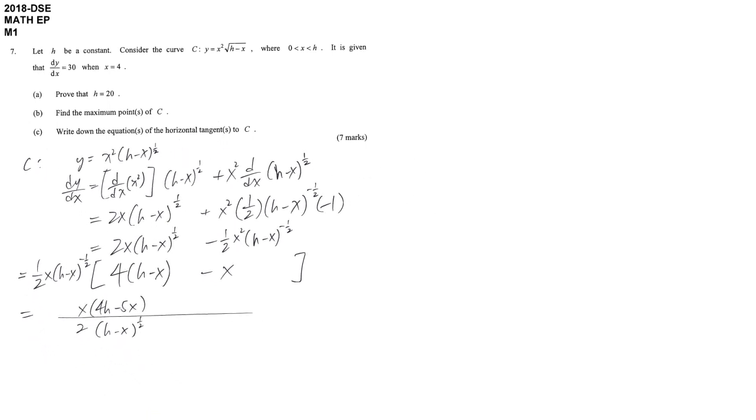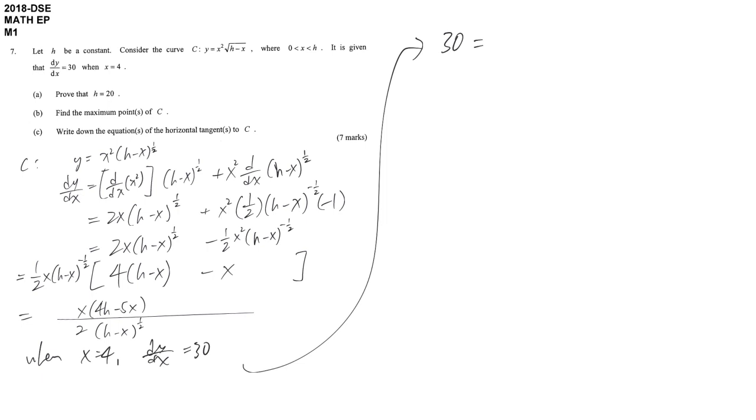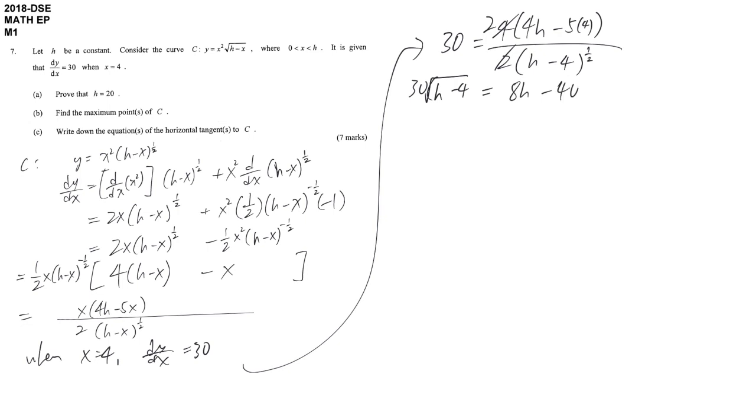After we differentiate, then we can use the information. When x is equal to 4, dy/dx is equal to 30. So just put it inside. 30 is equal to 4 times (4h minus 5 times 4) divided by 2 times the square root of (h minus 4). Simplify, we get 30 times square root of (h minus 4) is equal to 8h minus 40.